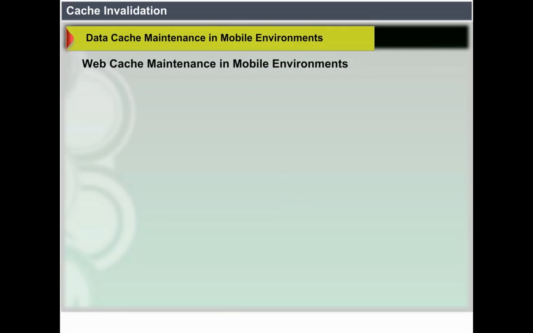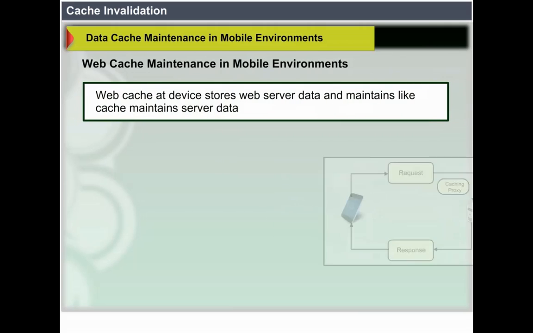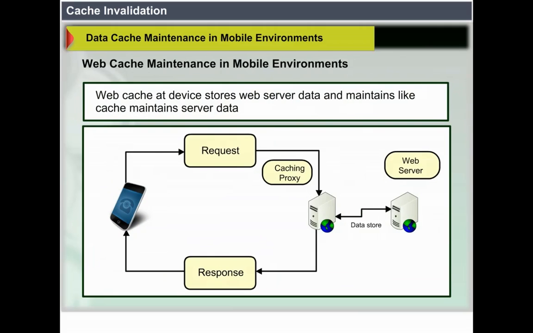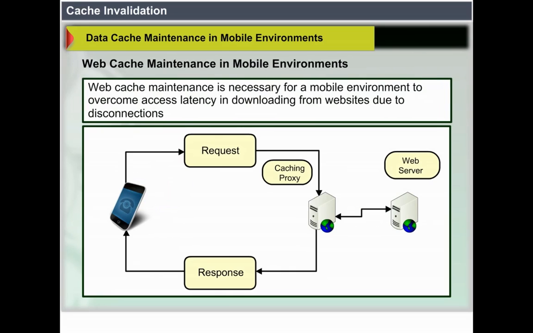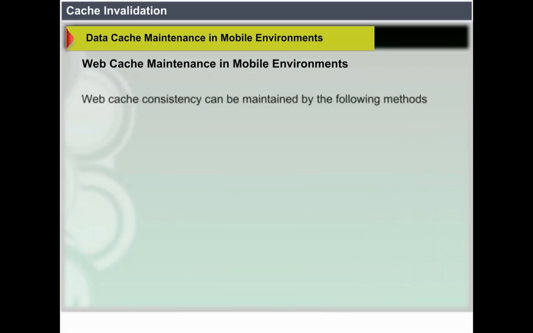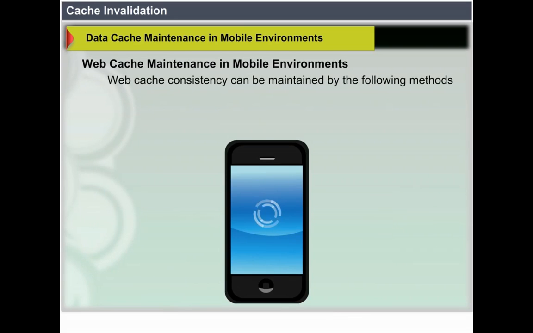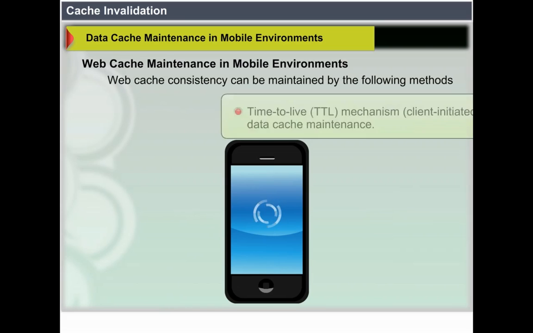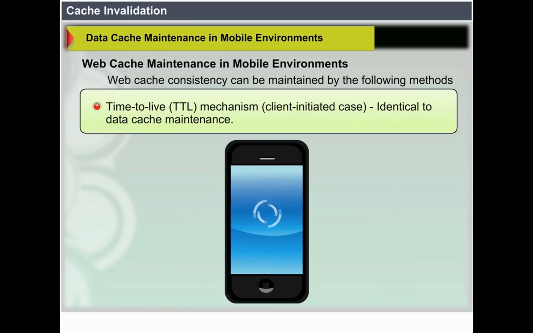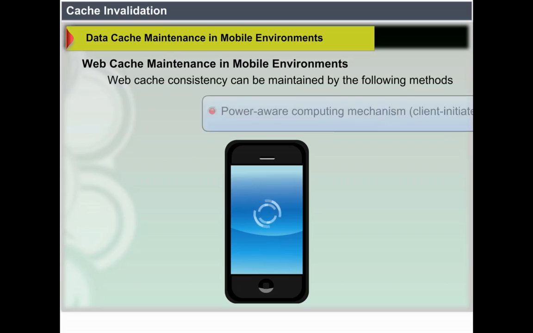Web cache maintenance in mobile environments. A web cache, a device, stores web server data and maintains it in a manner similar to cache maintenance for server data. Web cache maintenance is necessary in a mobile environment to overcome access latency in downloading from websites due to disconnections. Web cache consistency can be maintained by the following methods. Time-to-live TTL mechanism, client-initiated case, identical to data cache maintenance.